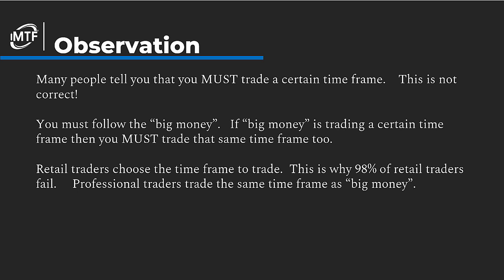Retail traders choose a time frame to trade. This is not correct. This is why 98% of retail traders fail. Professional traders trade the same time frame as big money. So your goal is to find the time frame that big money is trading and trade on that same time frame. When you do that, your probabilities are high to be a successful, consistent trader.